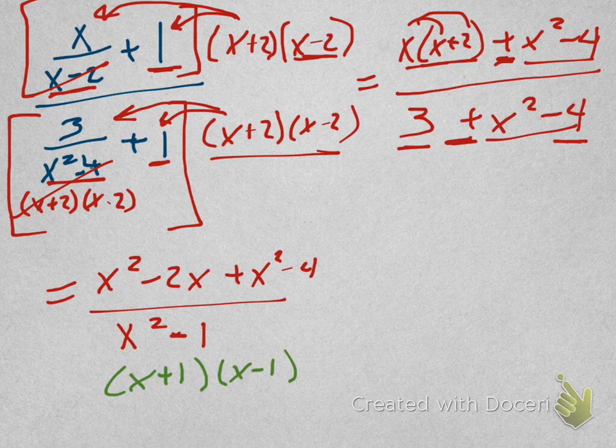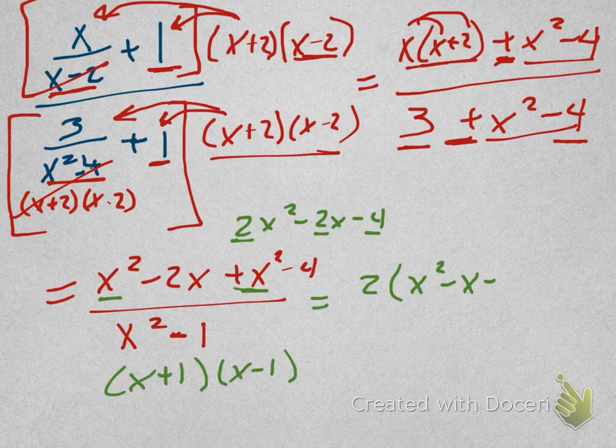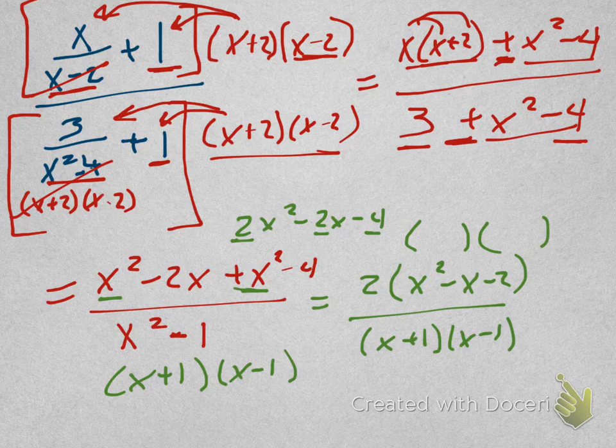Let's simplify this up here. These add together and give me what? 2x squared. 2x squared minus 2x minus 4, and I can take what out of here? 2. So if I take a 2 out of there, I'm left with the 2x squared minus x minus 2 all over x plus 1, x minus 1. And I bet you this is going to factor, isn't it? It's going to factor into x minus 2, x plus 1.